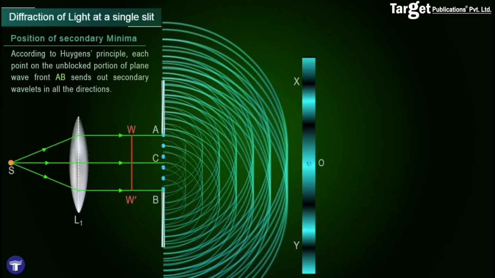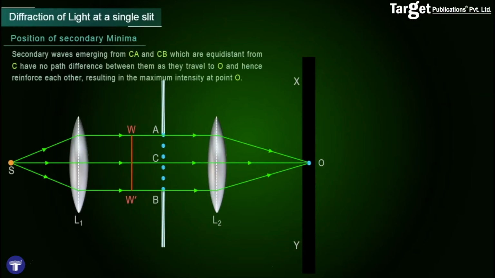What we are going to do is first analyze what is happening at the central point O. So we say that secondary waves emerging from CA and CB have no path difference, that is, they are travelling the same distance as they reach O.